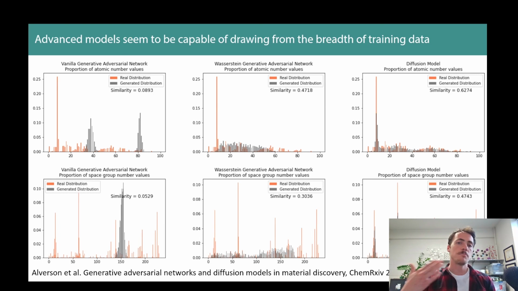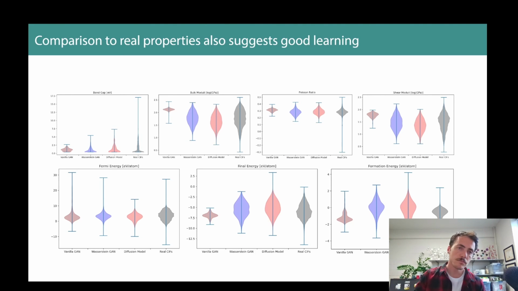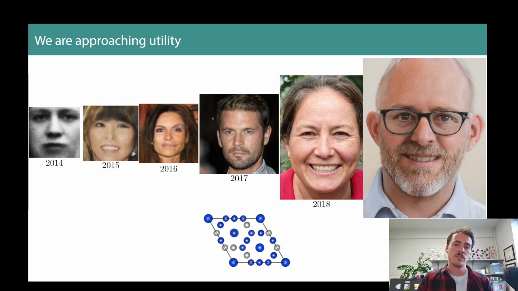The same thing in space group and lattice parameters and all the other metrics we looked at. They tend to see mode collapse with vanilla GANs, better coverage with Wasserstein, and really good matching with the diffusion model. Same thing if you were to take the generated outputs of these things and then predict their properties, things like predict the band gap or the modulus or Poisson's ratio, and compare that to the violin plots for real materials, we see that it tends to be pretty good matching for these generated materials for the diffusion models, but less good for the GANs and Wasserstein GANs.